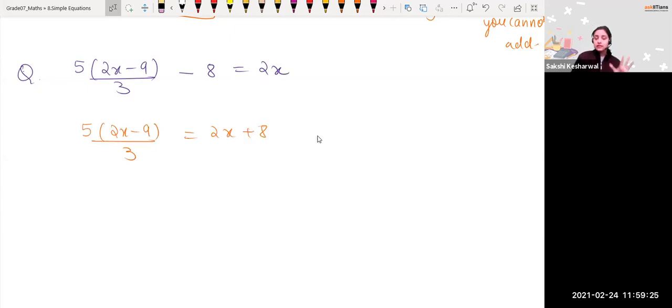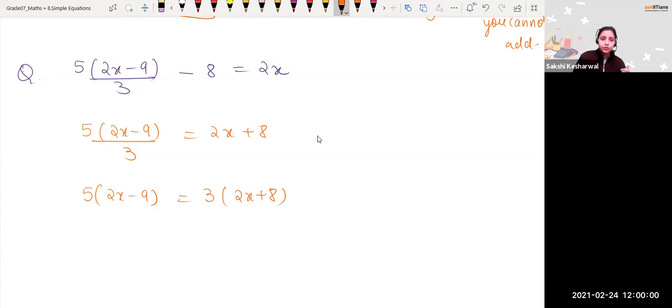Now this is called the process of solving. This 3 is in the division, so it will become multiplication on this side. So 5 times 2x minus 9 is equal to 3 times 2x plus 8, right or not? This is in the division and it will become multiplication. What do you do when you get such type of equations? You have to remove the division part by making it multiplication. Don't leave anything in the division part. Try to make it positive, right?